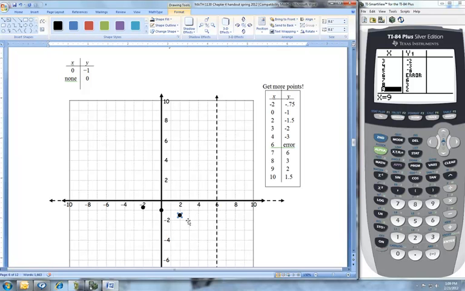3, -2. Okay. I've got 4, -3. Let me see if I put the 5, -6. Yes, I did. I forgot to put it on here though. So I would ease that in there, 5, -6. Let's see, 7, 6. There's my point. 8, 3. 9, 2. And 10, 1.5.